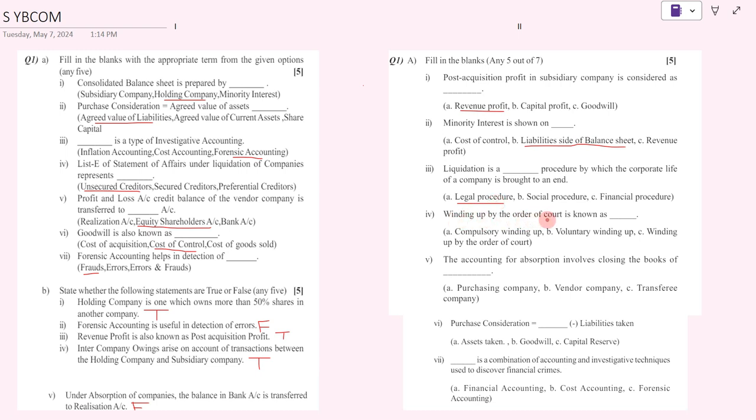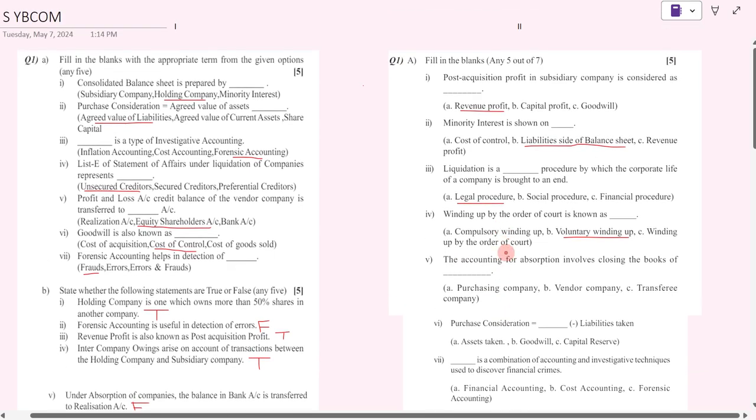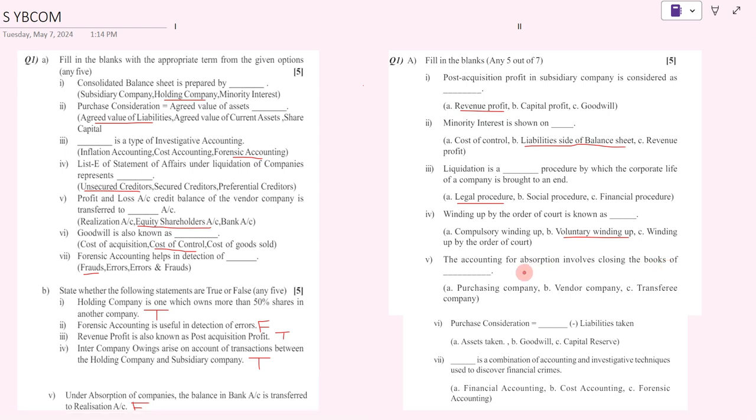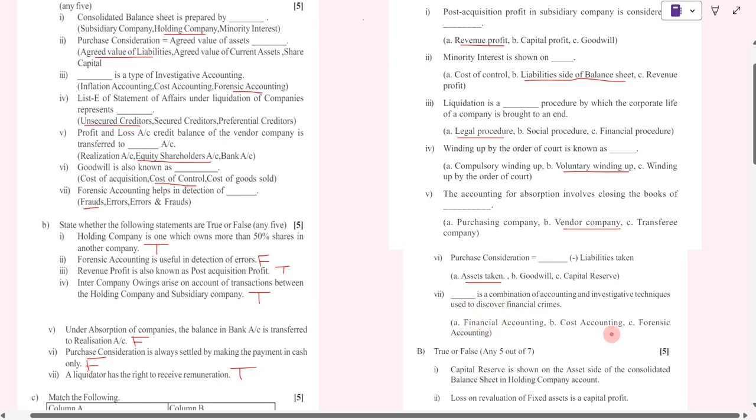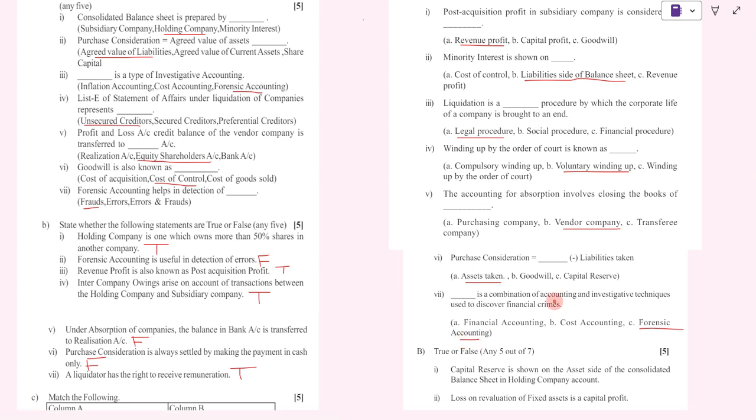Winding up by the order of court is known as compulsory winding up. The accounting for absorption involves closure of books of vendor company. Purchase consideration is equal to dash minus liabilities taken. Purchase consideration is equal to assets taken minus liabilities taken. Then, dash is a combination of accounting and investigative techniques used to discover financial crime. Forensic accounting is the answer.